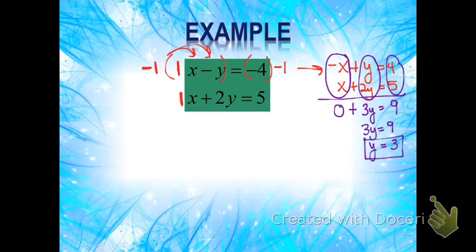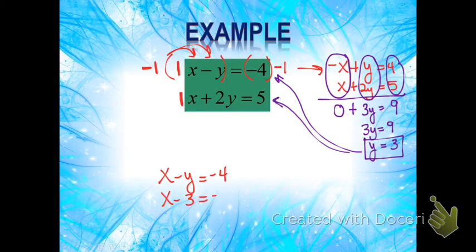The last step of the linear combination method is to substitute into either of the original problems the variable that you just figured out. So I'm going to use the first equation, the x minus y equals negative 4, and I'm going to plug in the y equals 3. Use inverse operations to solve this by adding 3 to both sides, and now I know that x is negative 1. So my final solution to this equation is the ordered pair x comma y, or negative 1 comma 3.